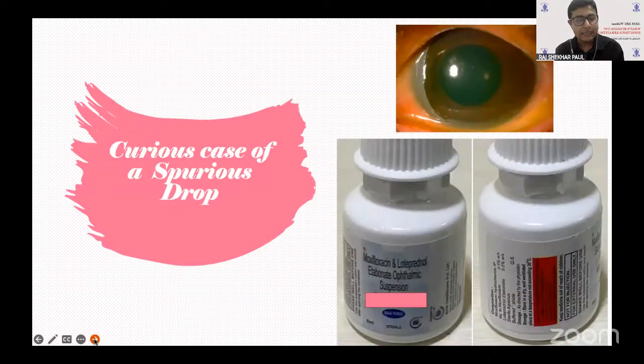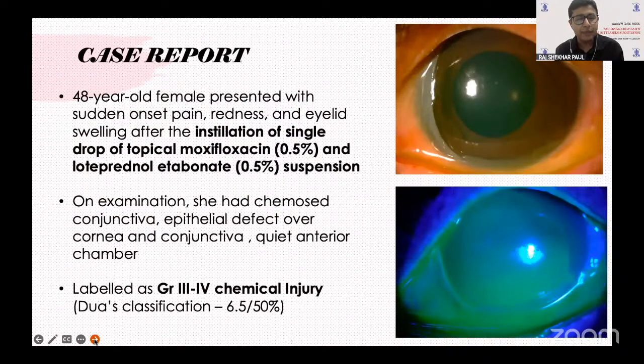And this is the last case, a case of spurious drops. This is a moxifloxacin and loteprednol drop. This was a 48-year-old female who, just after a 1-drop instillation of a single topical moxifloxacin and loteprednol suspension, presented with the findings shown. It was a grade 3 and 4 on the Dua classification.